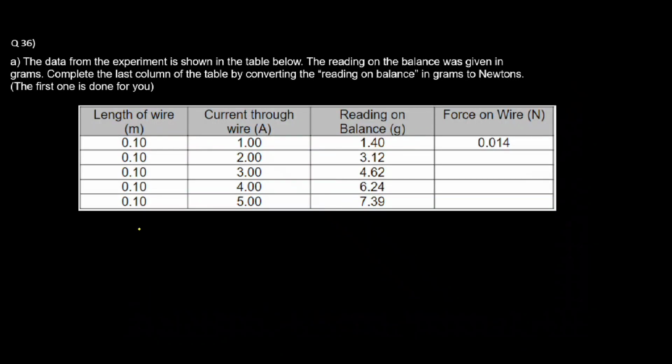In this video, we are going to discuss how to use the data from an experiment to answer the questions. So the first part of the question is asking you: data from the experiment is shown in the table below. The reading on the balance was given in grams. Complete the last column of the table by converting reading on balance in grams to newtons. The first one is done for you.